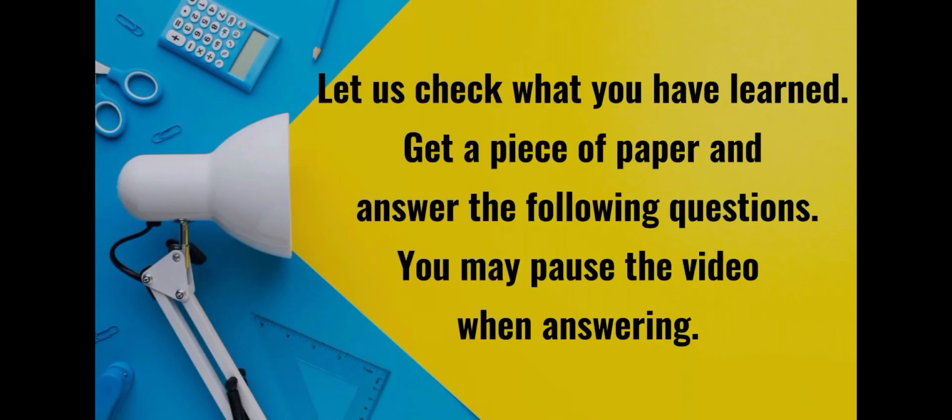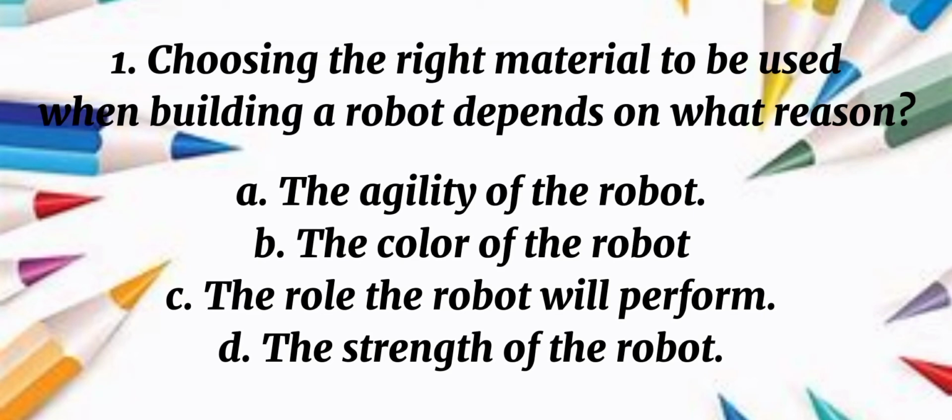Now, let us check what you have learned in this lesson. Get a piece of paper and answer the following questions. You may pause the video when answering. Number 1. Choosing the right material to be used when building a robot depends on what reason? A. The agility of the robot. B. The color of the robot. C. The role the robot will perform. D. The strength of the robot.